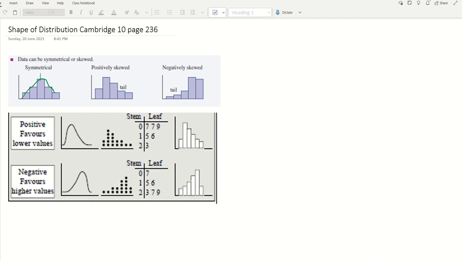Symmetric means that when you look about the middle, both sides look the same. So we've got a middle point here, the left side and the right side look the same, or the mode, if you find the mode first. So if we find the mode in this one, here, we can see that there's a longer what's called tail on the right hand side, and that is called positively skewed. So when there's a longer tail on the right hand side, it's positively skewed.